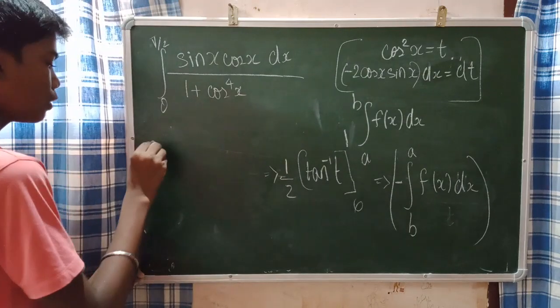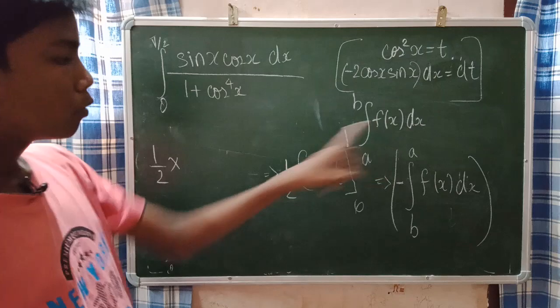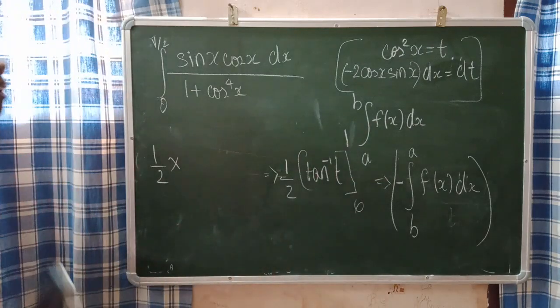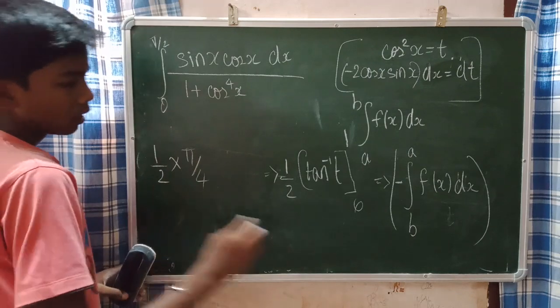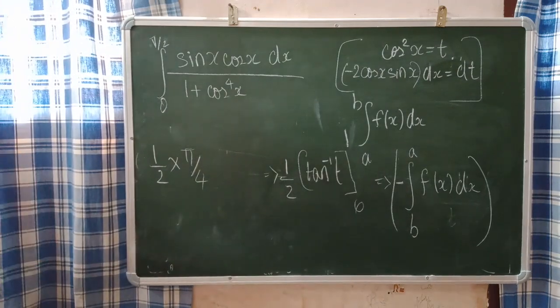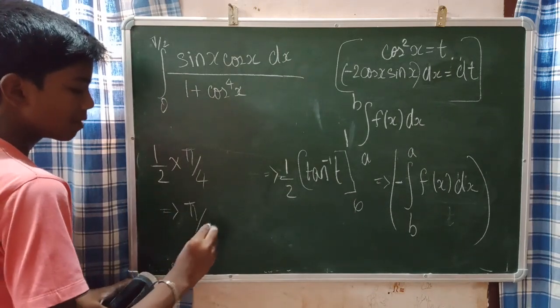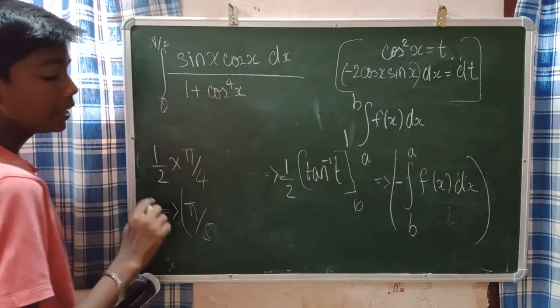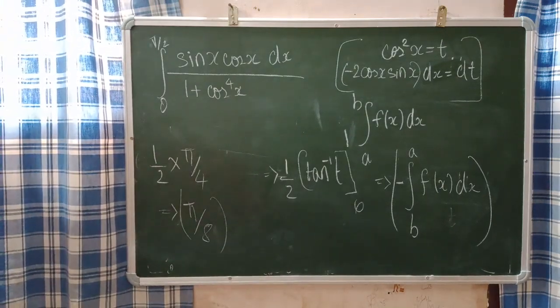So 1 by 2 into tan inverse of t. First put 1 in place of t. When you put 1 in place of t, I get tan inverse of 1, which is pi by 4. Next, when you put 0 in place of t, you will get tan inverse of 0, which is 0 only, so you don't need to consider this. So the final answer is pi by 8, because 1 by 2 into pi by 4 is pi by 8. And that's the answer for this question. So let us move on to the next question.